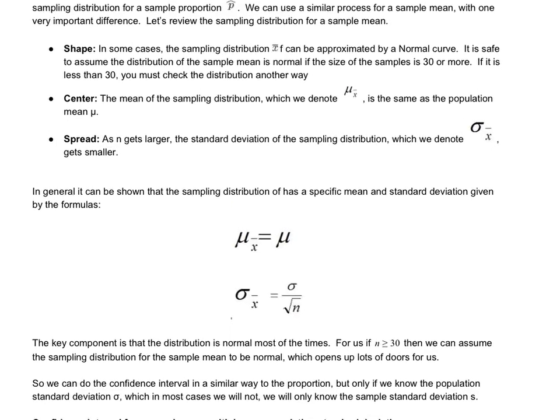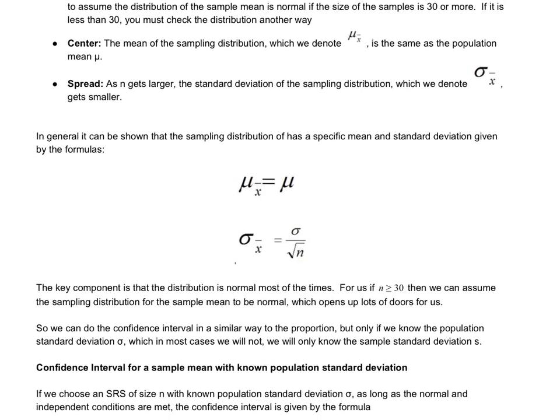So just to review our formulas, the mean of our sampling distribution equals the mean of the population, and the standard deviation of our sampling distribution is equal to the population standard deviation divided by the square root of n. And again, the key component is that it's normal, and we use the fact that the sample size is greater than or equal to 30. So we can do the confidence interval in a similar way to the proportion, but only if we know the population standard deviation, which we will not know in most cases. We'll only know the sample standard deviation. So that's where the difference is.